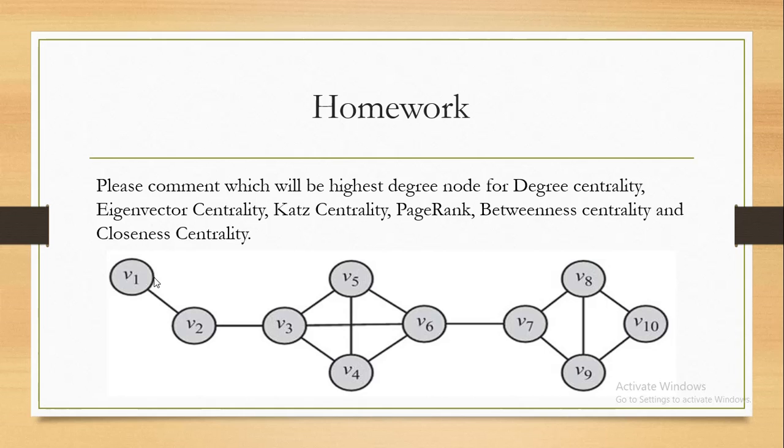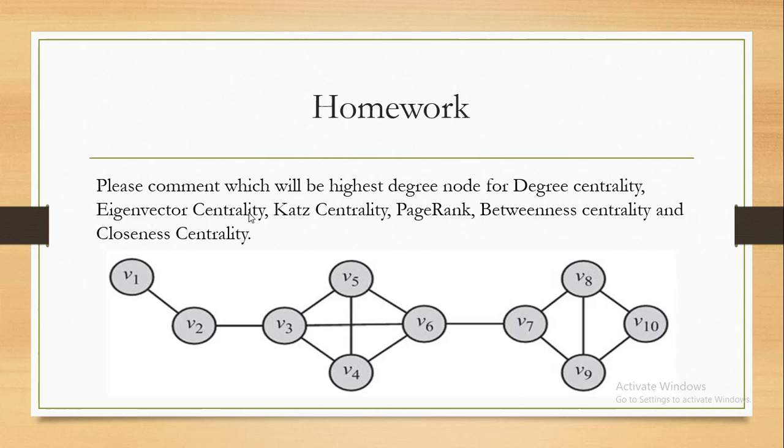So this is the homework for you all. We have given you a social network graph having 10 edges. You have to find the node having the highest centrality using all the approaches that we have studied till now, that is degree centrality, Eigenvector centrality, Katz centrality, PageRank, betweenness centrality and closeness centrality.